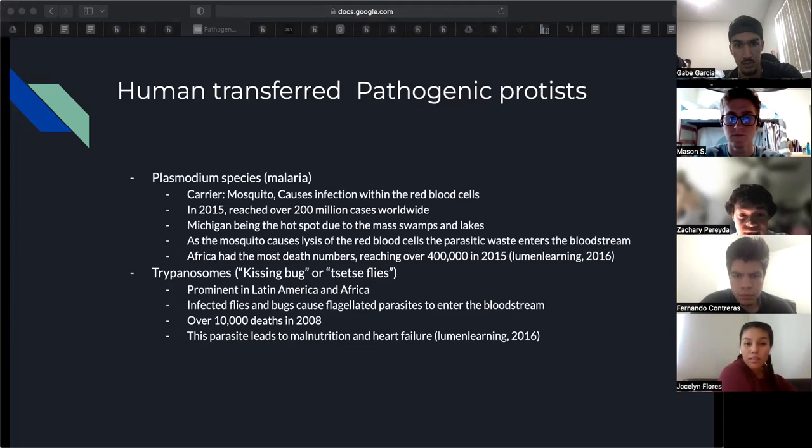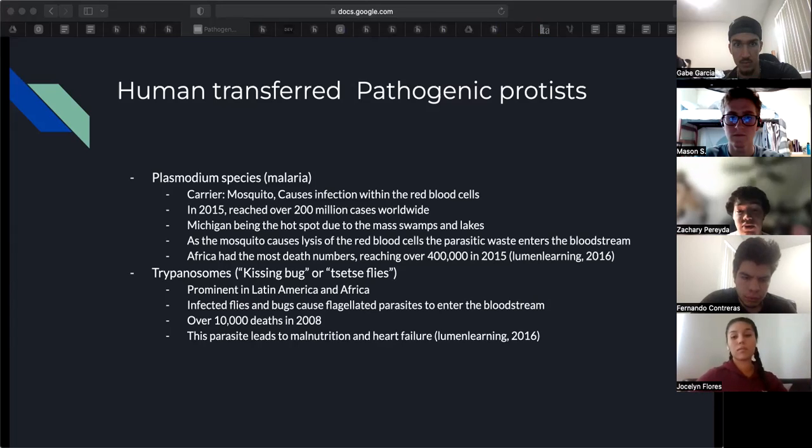As the mosquito causes lysis, which is rupturing of the outer cell wall, the blood cells then instill parasitic waste and it enters the bloodstream. Africa had the most death numbers, reaching over 400,000 in 2015.